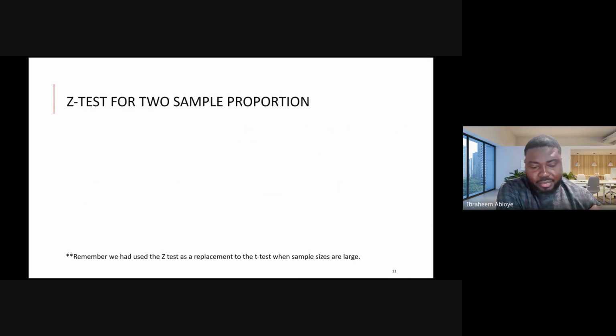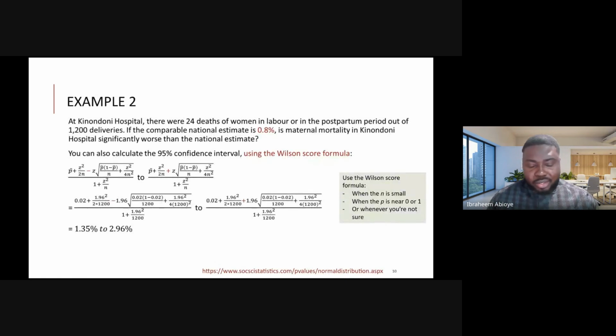Now, that's one sample z-test. Any questions about it?